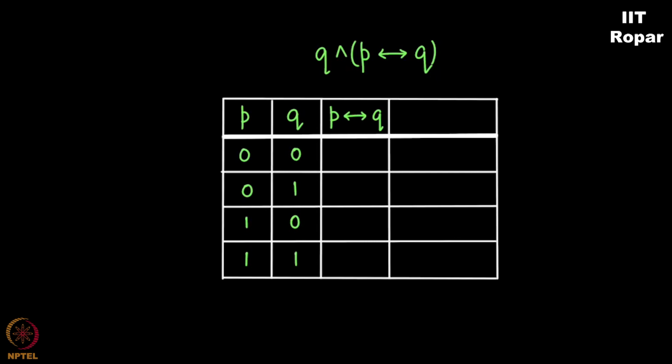Okay, so this will be 0 implies 0 means it should be 1. 0 implies 1 means, as I told you, they are of different parity, so this will be 0. 1 implies 0 will be 0. 1 and 1 will yield 1.